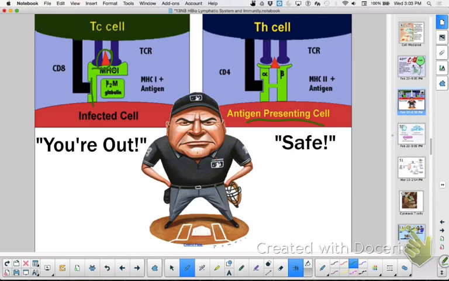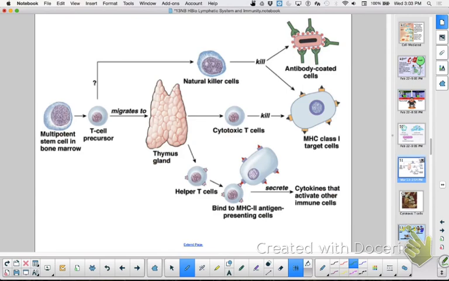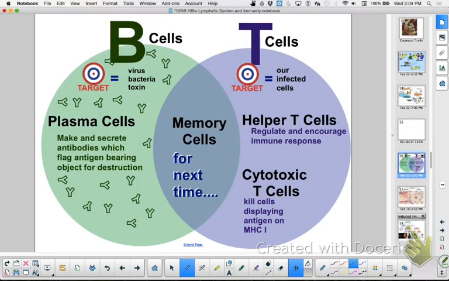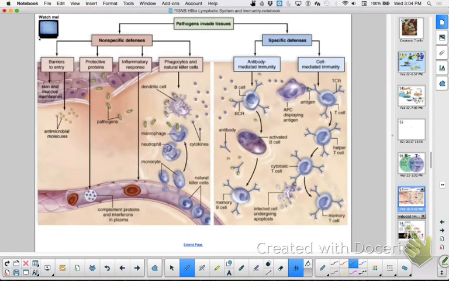All right, and so all of this, when we look here at T cells, you have these stem cells in your bone marrow, and if you don't go to the thymus gland, you'll just be a natural killer cell, and you'll kill things. But if you do go to the thymus gland, you can be a cytotoxic, who's all about killing, a helper, who's all about helping, and a memory cell for next time. And again, hopefully if you review this graphic, that kind of sorts things out. Also, you have pictures in your book that explain both types of immunity.